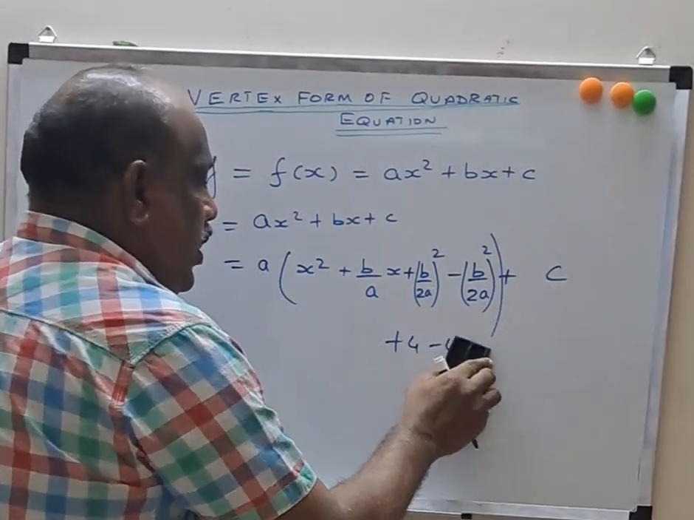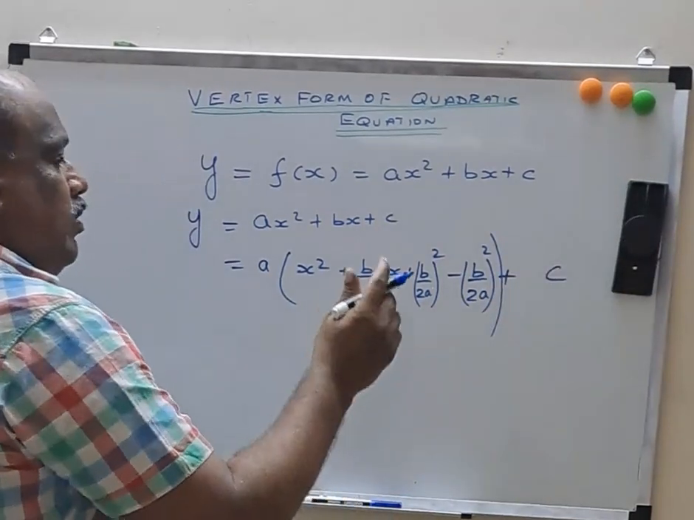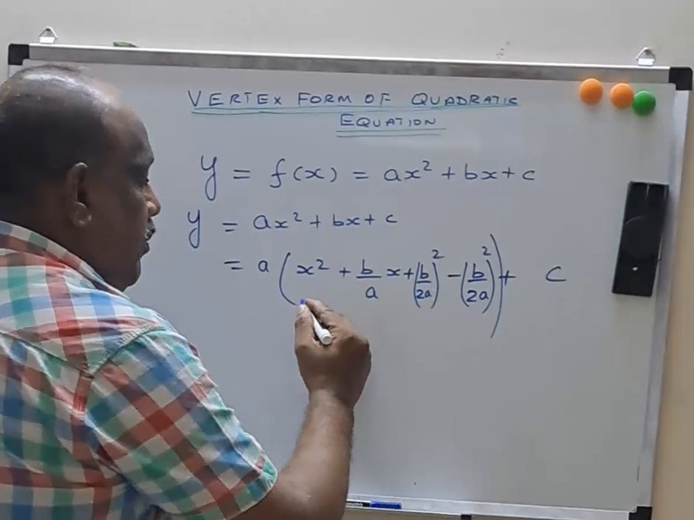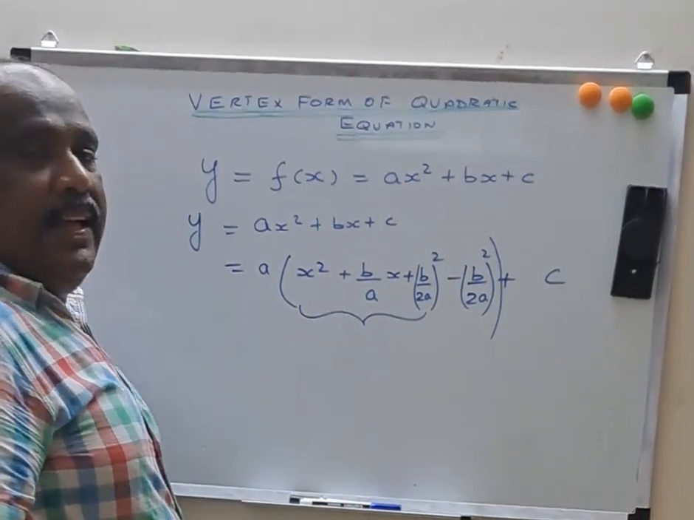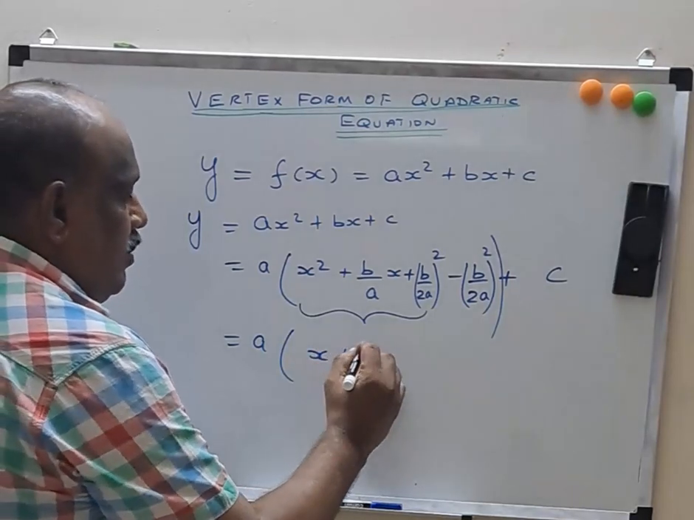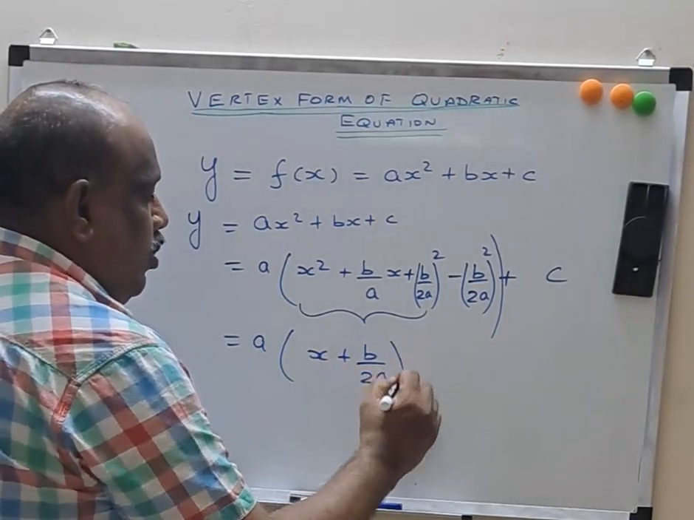Yeah, I hope you got it. Now this is the equation. So what is the idea behind why I am adding and subtracting? Because the first 3 terms can be made as a perfect square. So it is a into x plus b by 2a whole square.